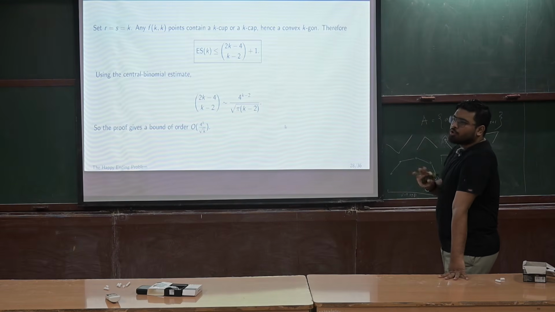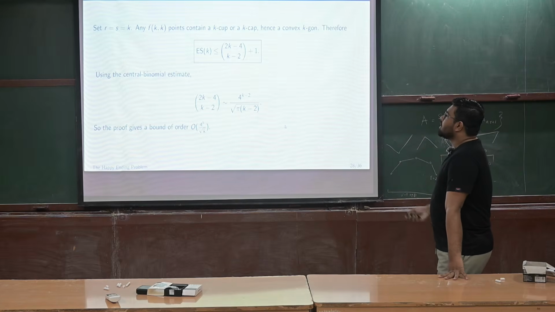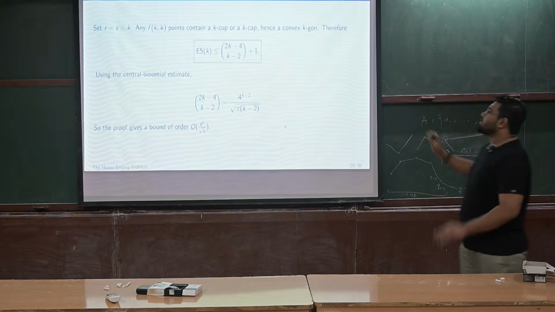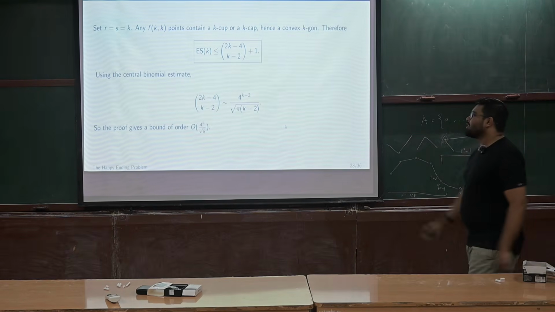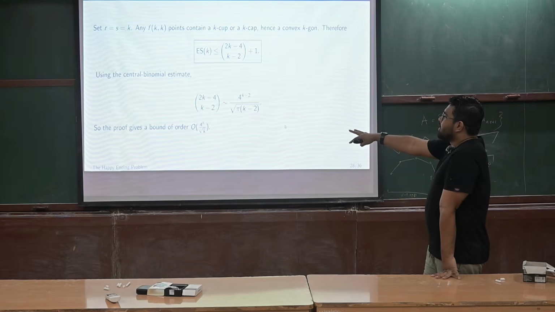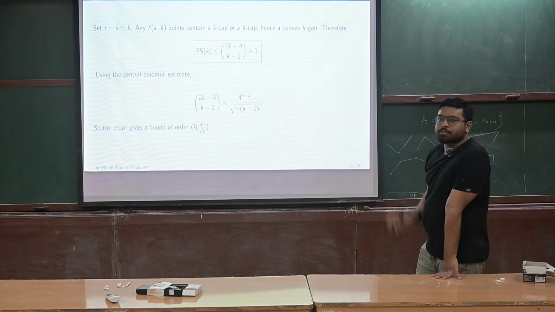Yeah, so now you do not have an r and s per se, so you just take r and s to be equal, and that is the upper bound that you get for the Erdős-Szekeres function, and it has an order of big O of 4 to the power k by root k. Do you guys know what asymptotic notations are? Anyone who does not know?